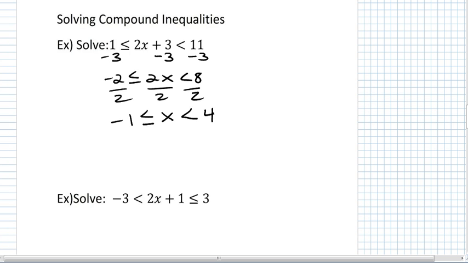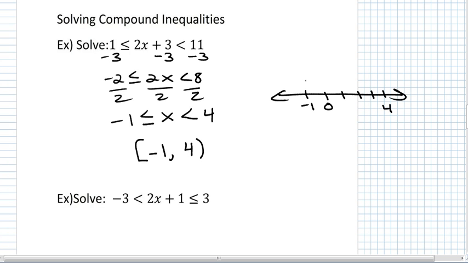Remember, it means that basically the answer is between -1 and 4. Now notice I put a bracket here because it's equal to, and parentheses because it's not equal to 4. On a number line, if 0 is here, -1, you would put a filled-in circle there at -1, an open circle at 4, and you just connect.